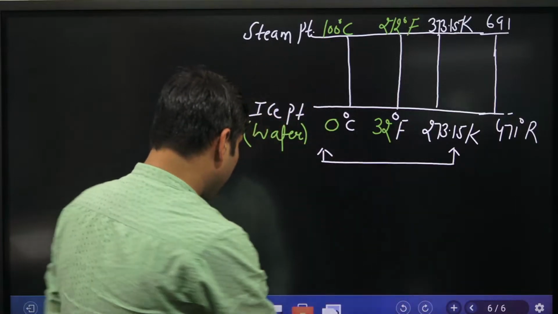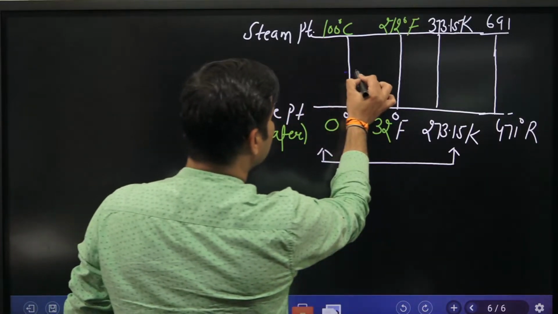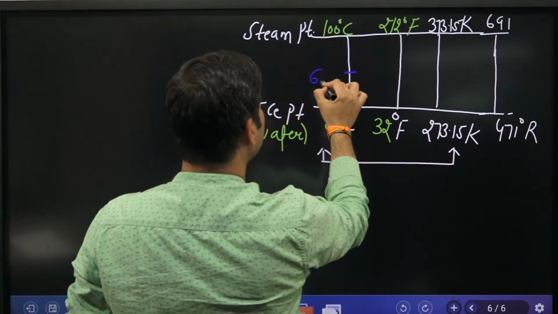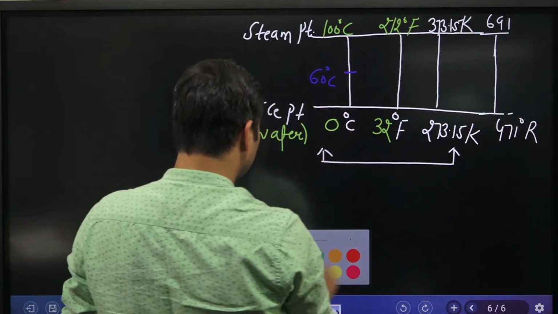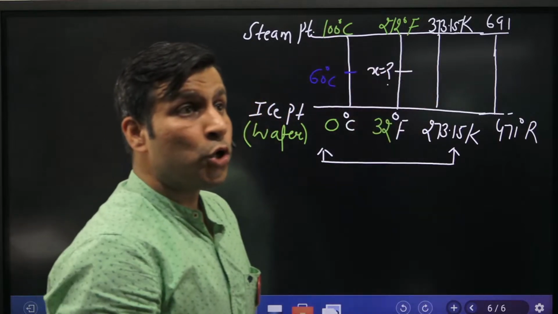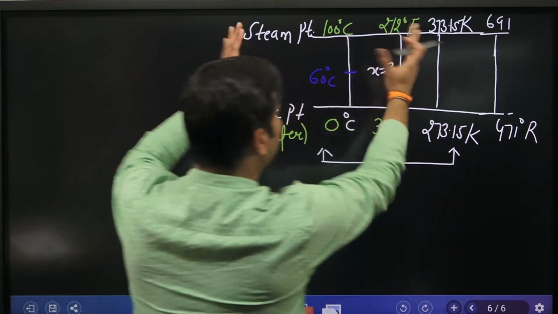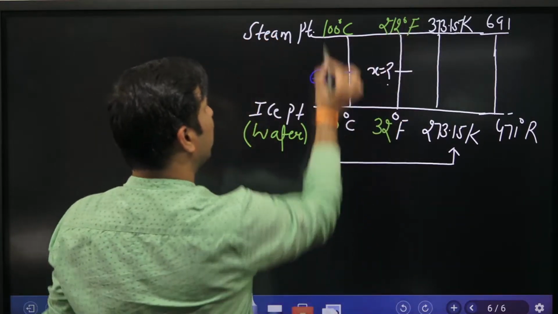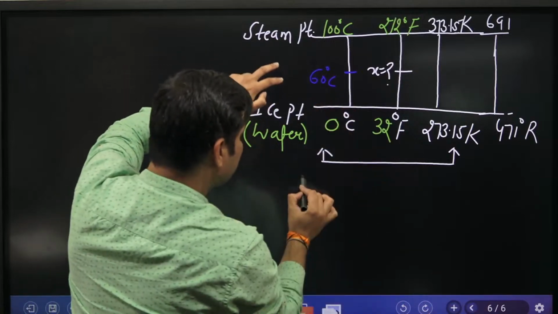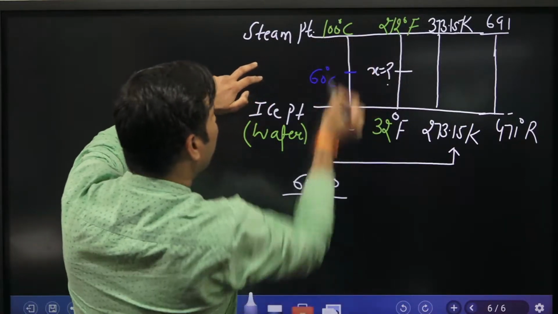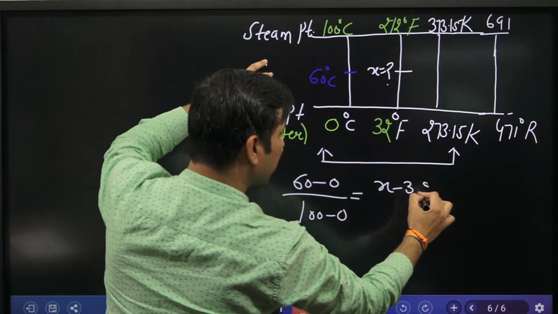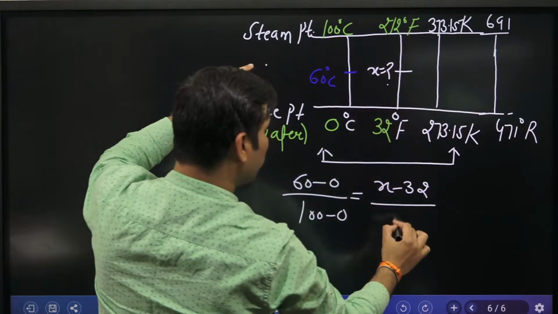So guys, what you need to remember: suppose I give you any temperature, say in degree Celsius you have some temperature, 60 degrees Celsius. And I'm asking you to find the respective value in degree Fahrenheit. So how to solve this? Just draw this line for degree Celsius and degree Fahrenheit: 0, 100, 32, 212. Next, what is the step? Just write here 60 minus 0 divided by 100 minus 0, which is 100. Here also write x minus 32 divided by 212 minus 32, you will get 180.